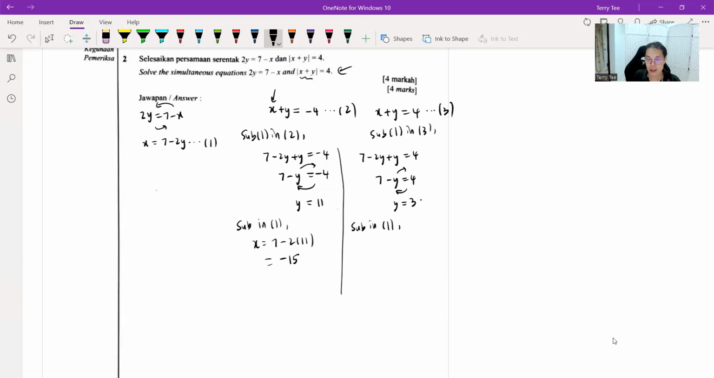So we sub inside equation 1. My x is 7 minus 2 times 3. Basically, 7 minus 6. 7 minus 6 is 1. All right.